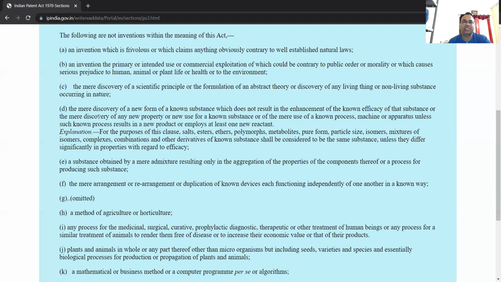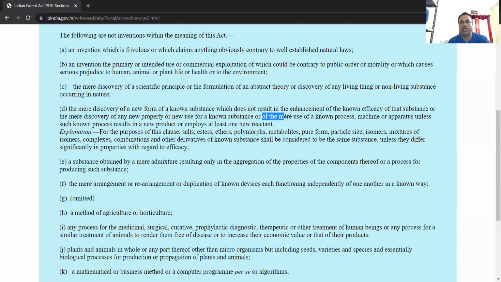Or it says mere discovery of a new property of a known substance, or a new use for a known substance. So there is a known substance, but you identify its new property. For example, one drug is known to cure fever. Then you identify that the same drug can be used to cure arthritis. Now, this drug has already been patented for use in fever cases, but now you have found that the drug cures arthritis, but this is not patentable. This comes under new use of a known substance.